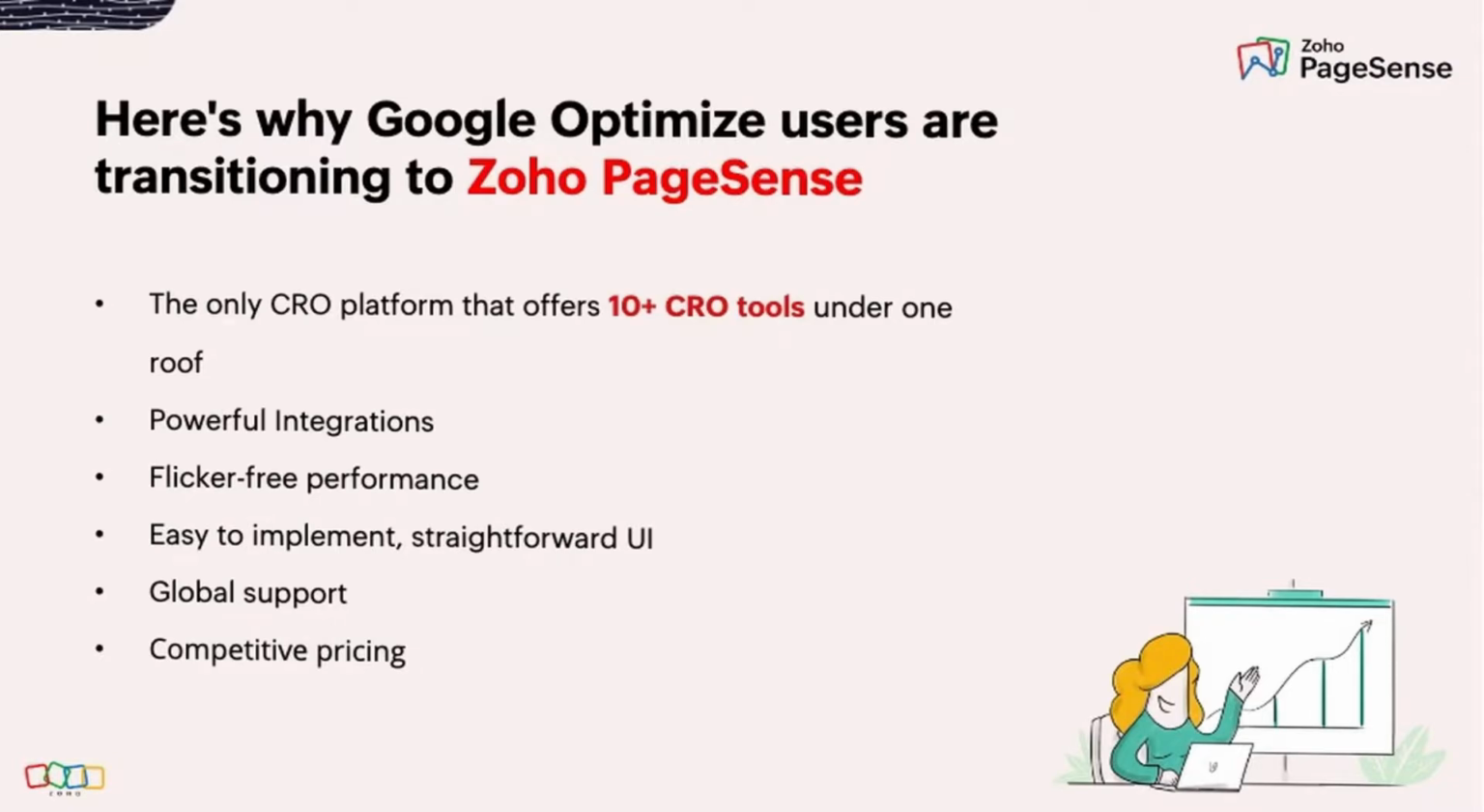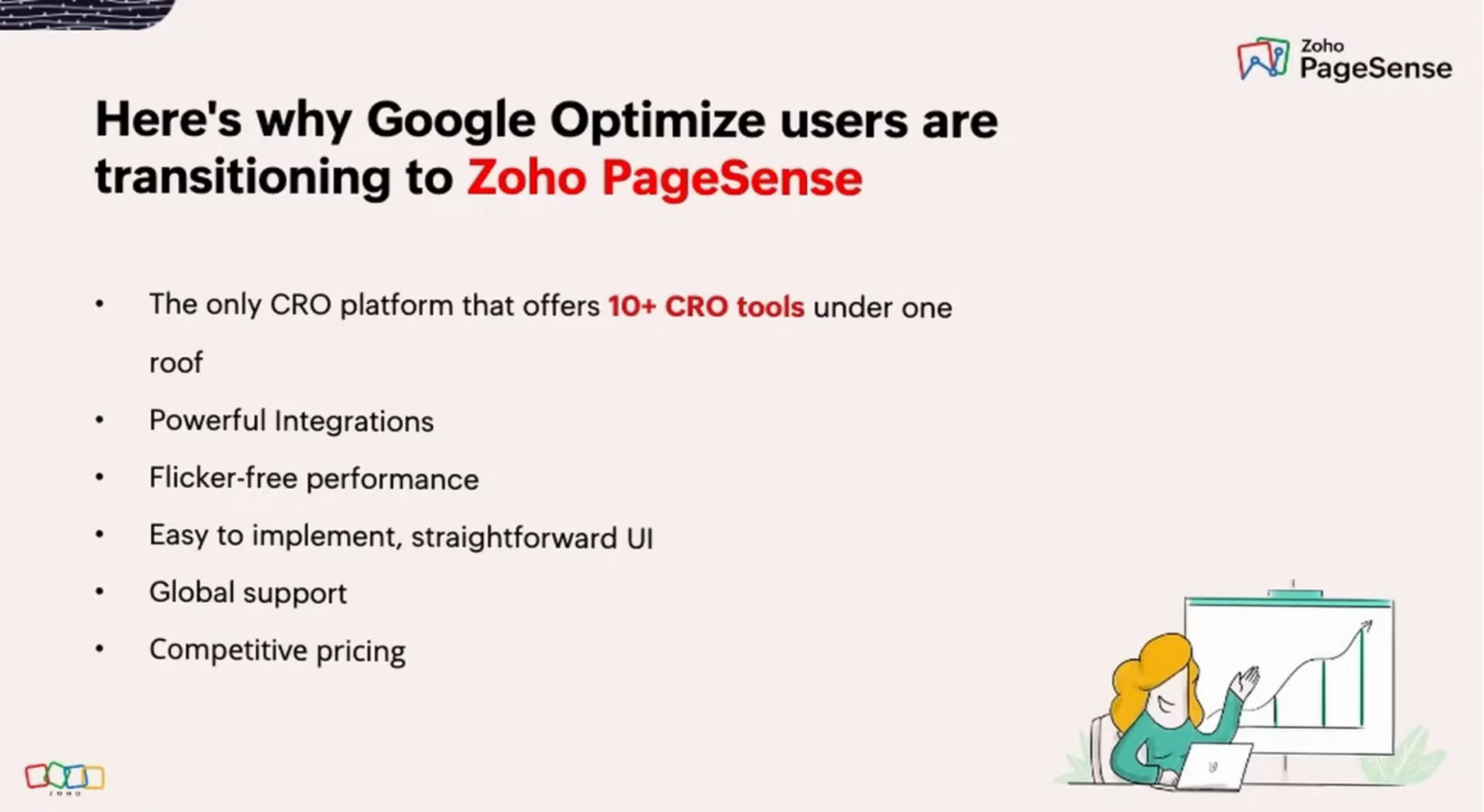So also PageSense is flicker free, which means when you run an A/B test or any other CRO experiment, your website visitors will not see any flickering or any other visual artifacts. And this is really important to ensure that the experiment results are accurate.